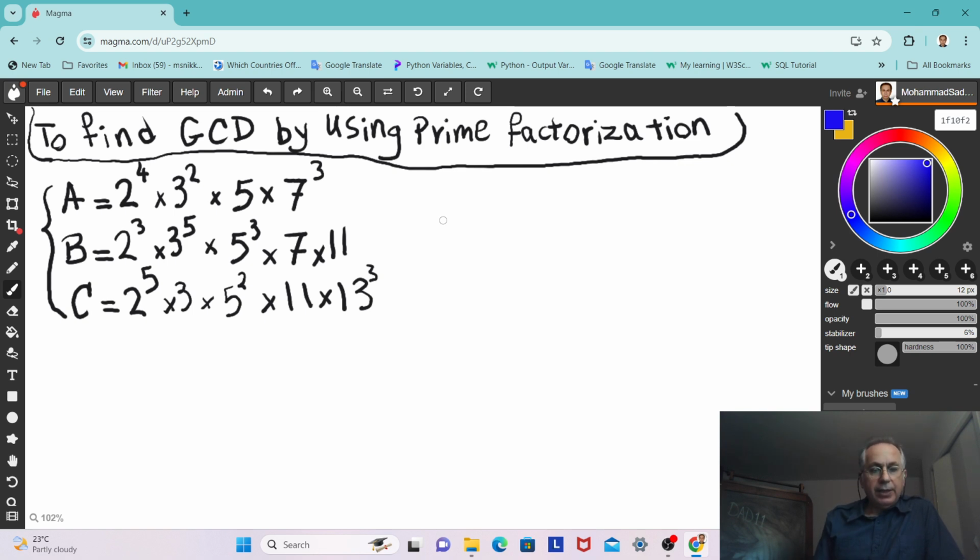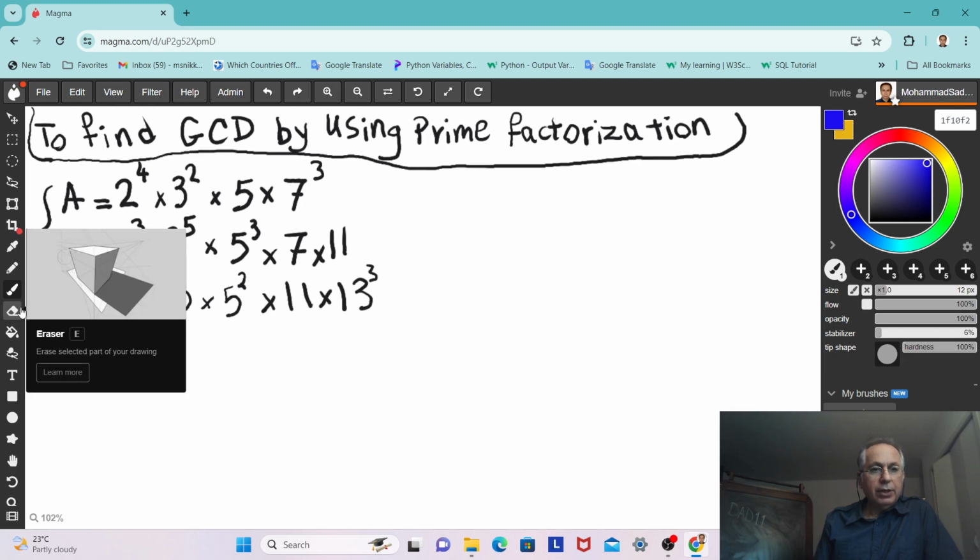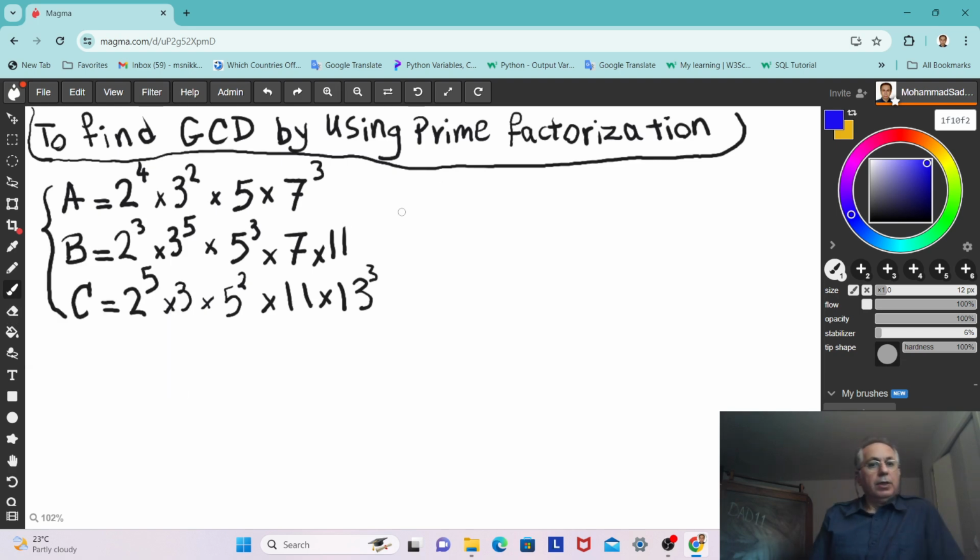We have 4 steps to find GCD. Imagine we have 3 numbers here as an example. A, B, C are given to us. First step, for each number, we have to decompose the numbers to their prime factors. After prime factorization for A, B, and C, we have this.